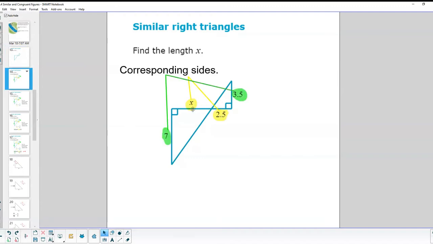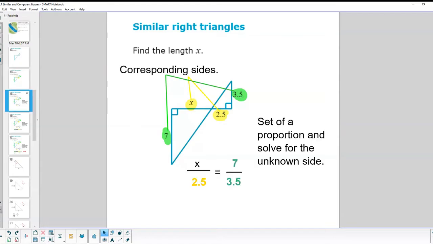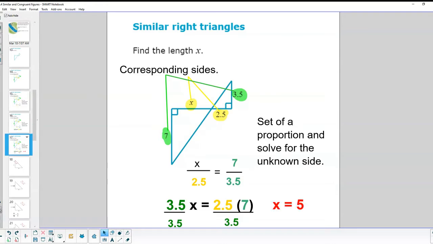What we would do is we would notice that the corresponding sides on these triangles are x and 2.5 and then on the other ones 7 and 3.5. So we set up a ratio between the corresponding sides, so x over 2.5 and 7 over 3.5 like this, and then we just solve the proportion for the unknown side. So we cross multiply and then divide by 3.5 on the end, and we end up with an x value of 5. And that looks pretty reasonable because you notice that the ratios are the same.